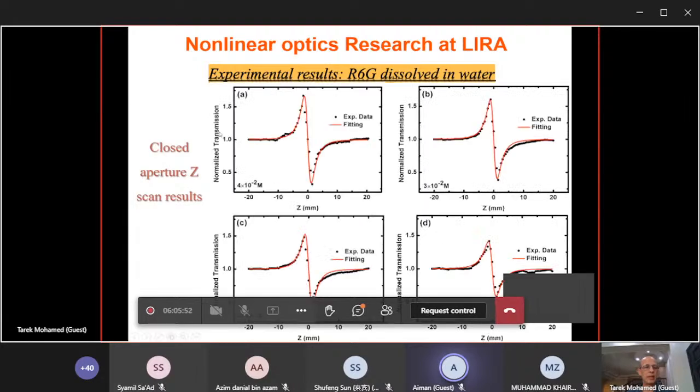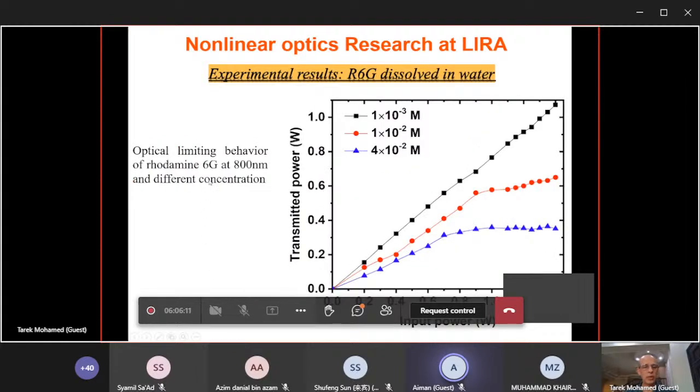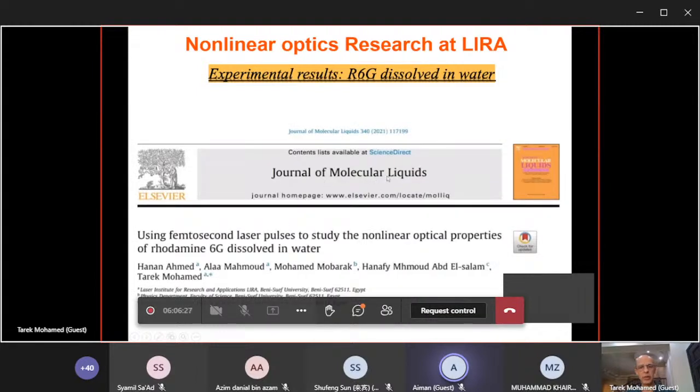Also, we did closed aperture measurements at different rhodamine concentrations, and we obtained the nonlinear refractive index as a function of the rhodamine 6G concentrations. We tried to check whether we can use this as an optical limiter. At different concentrations, you can see it shows some limiter characteristic at higher concentrations, and we published this work in the Journal of Molecular Liquids.